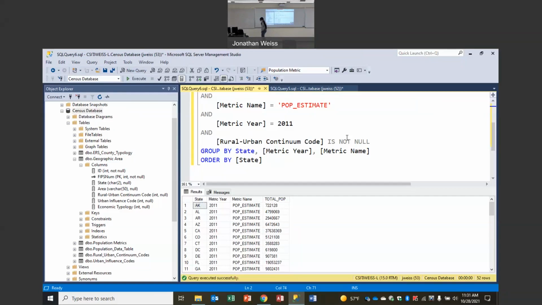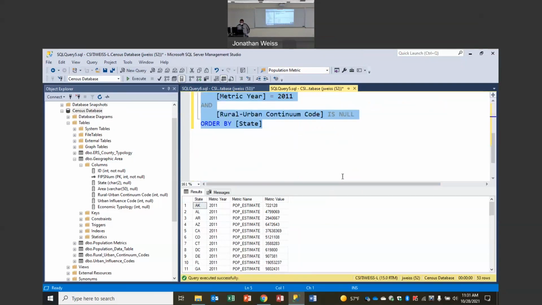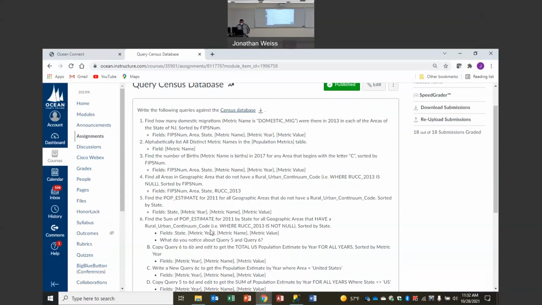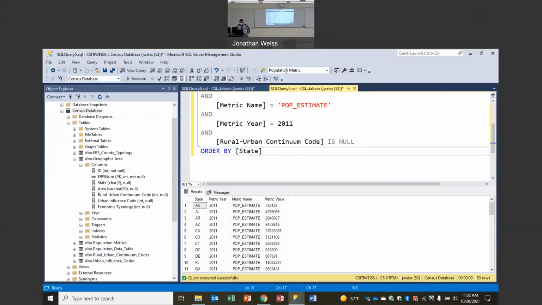Does everybody understand me? Are there any questions? I always say that. Are there any questions on these two queries? Okay, so that's one check I kind of subtly asked you to do. And then we get to 6B. It says, find out the total US population by all years sorted by metric year. So what we're going to do is we're going to copy query 6.